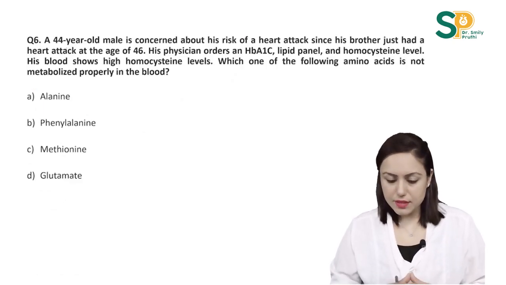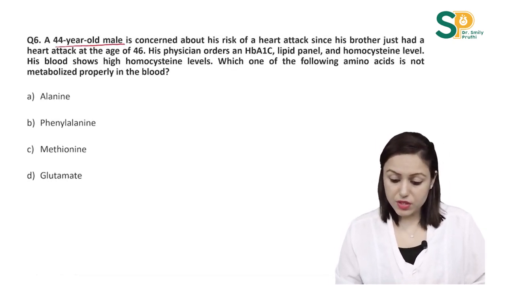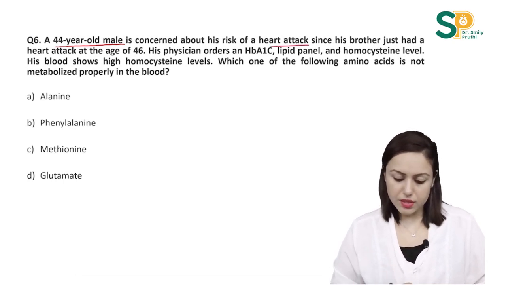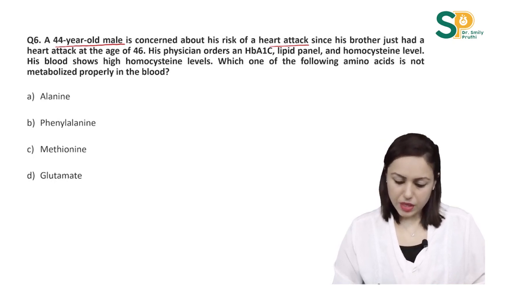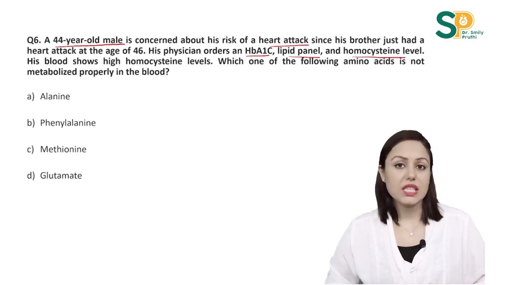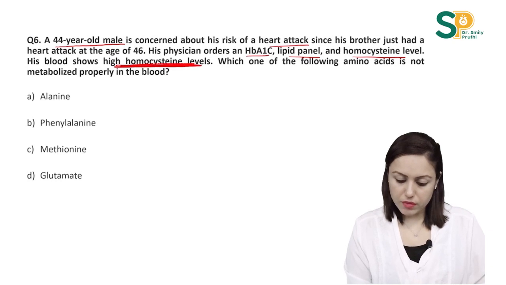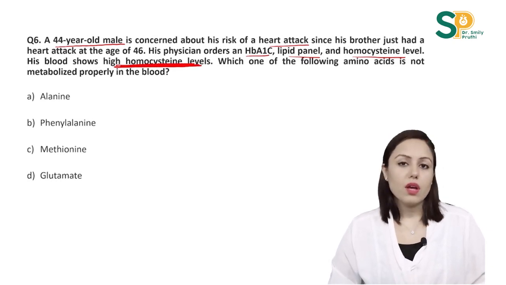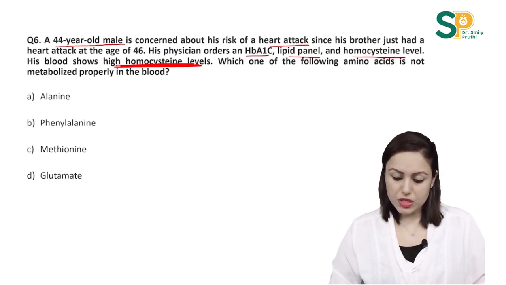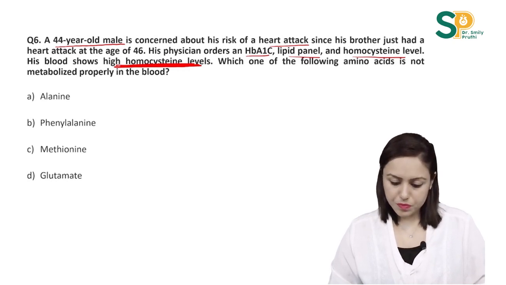Coming to question number 6. A 44-year-old male is concerned about his risk of heart attack since his brother just had a heart attack at the age of 46. His physician orders an HbA1c, lipid panel and homocysteine level. His blood shows high homocysteine levels. So this is a case of homocystinuria or homocystinemia, right? So homocysteine levels are raised in blood, and then homocysteine is also coming in urine.